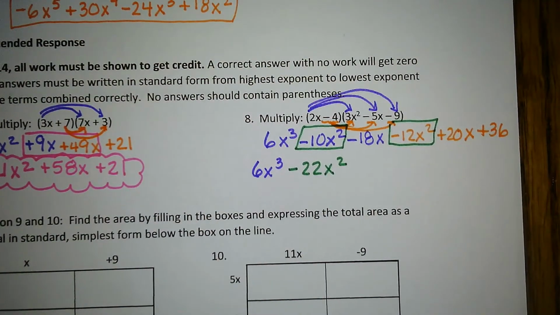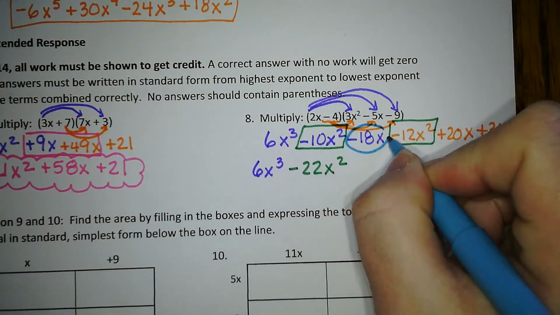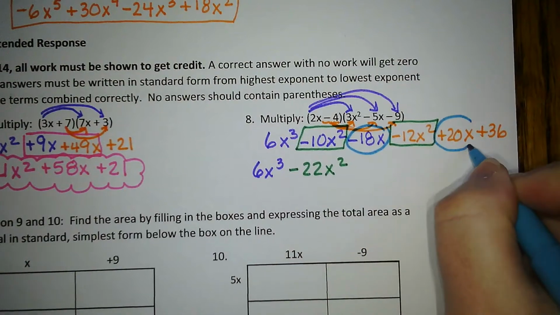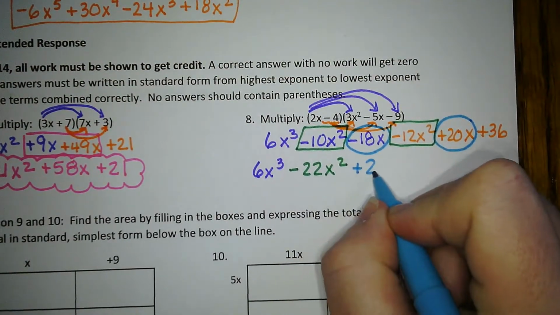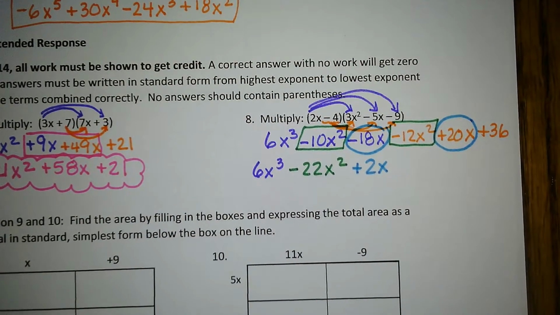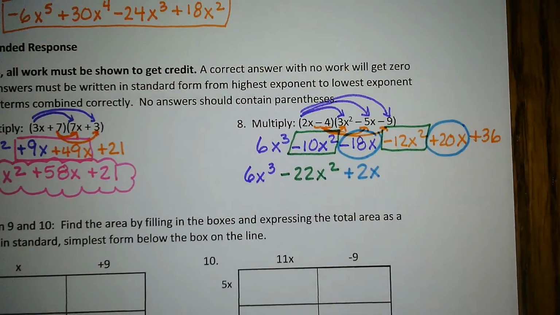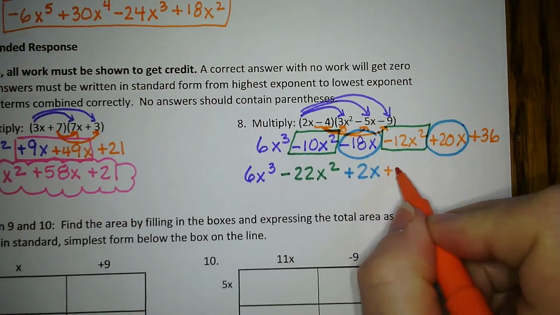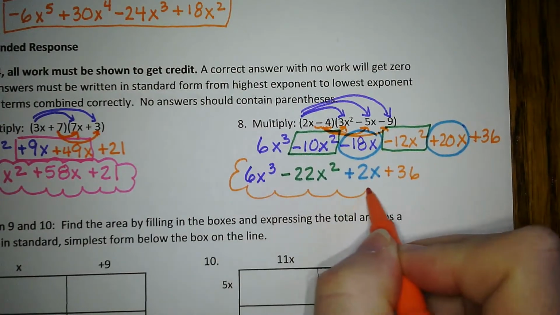Then I'm looking at x's. Oh, and I have those to combine. I see those is a negative 18x and a positive 20x. And I'm going to add negative 18 and positive 20. I'm going to get a positive 2x there. Then I'm looking for any constants, and the only constant I have is a 36. I'm going to bring that one down. And this represents my final answer for number 8.